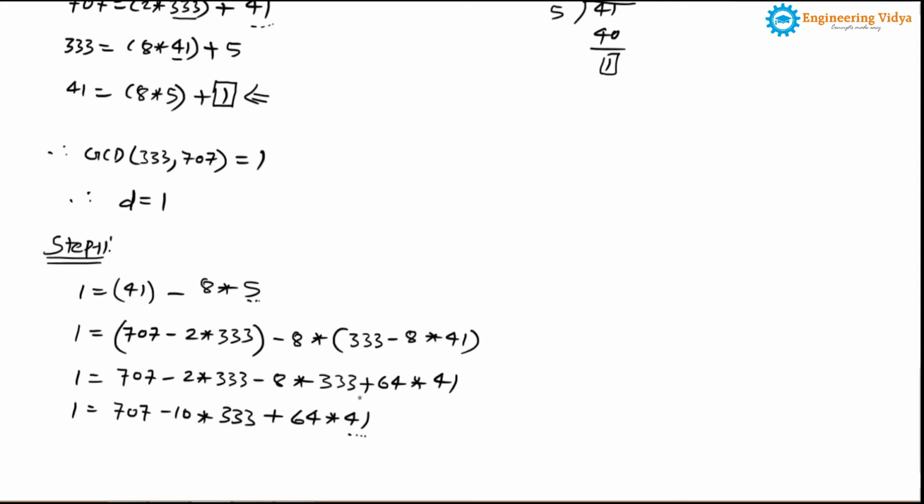So we're going to replace 41. This is the equation of remainder 41. So 41 will be expressed by first term minus the entire second term. So we'll write over here, 1 will be equal to 707 minus 10 into 333. So for 64, now 41 will be replaced by 707 minus 2 into 333.